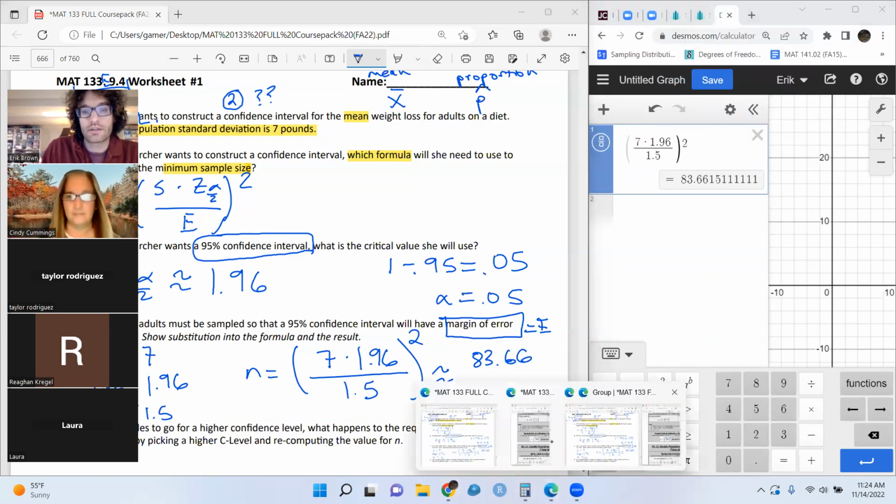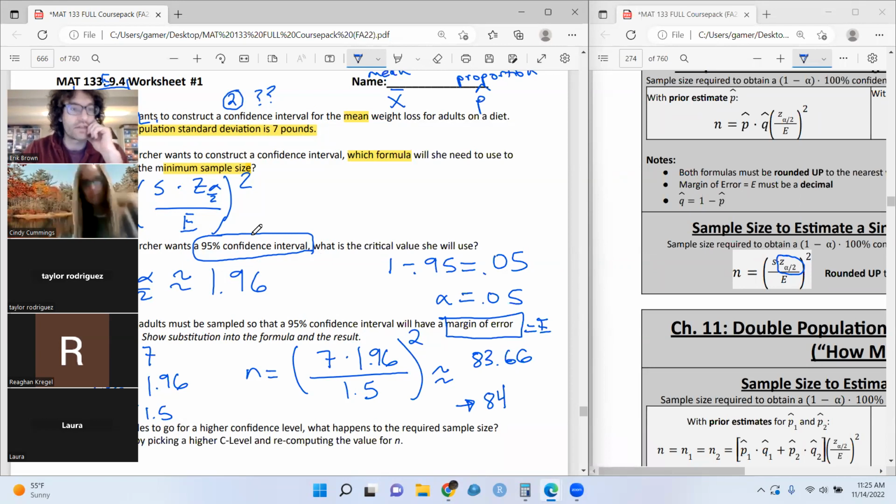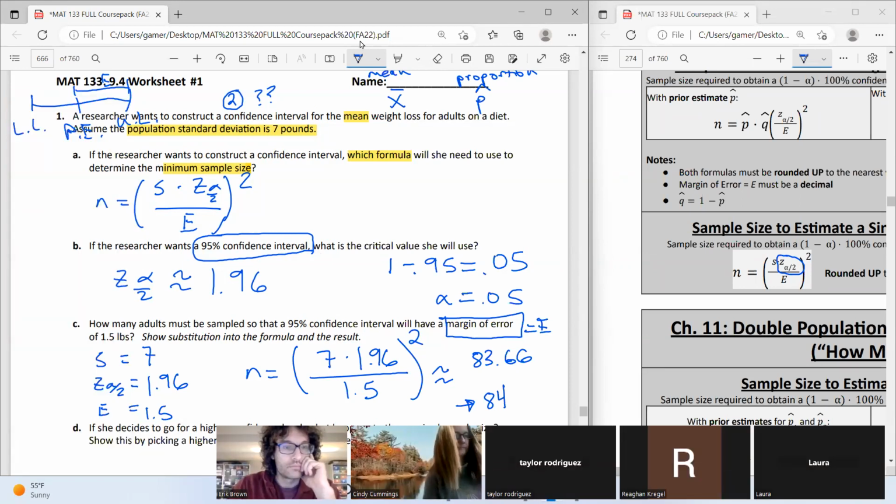Well, in this case, if we just followed standard rounding, 83.66 does round to 84. But even if this was 83.10 or 02, we would still add 1 to it. And so you're always adding 1 to your result, no matter what the decimal is. So this is the units on this, adults.